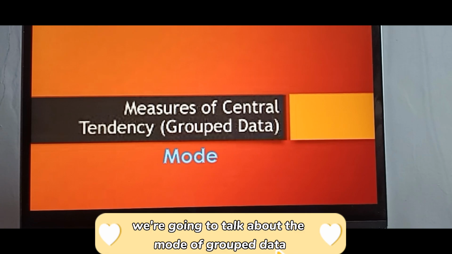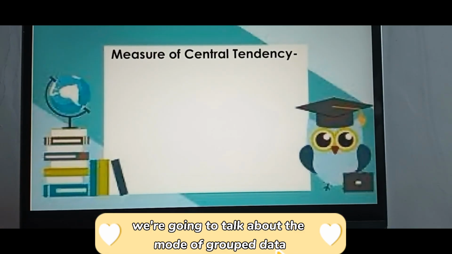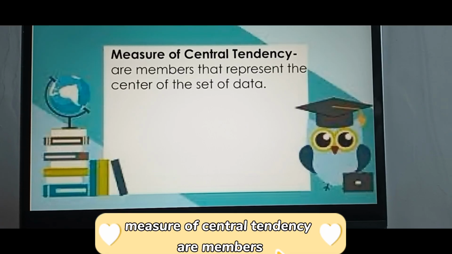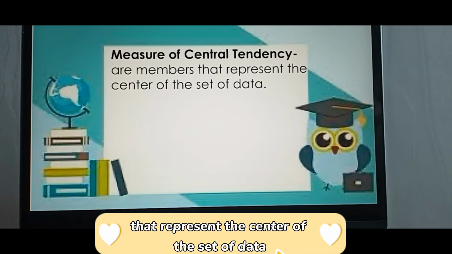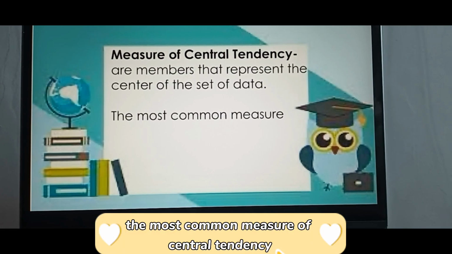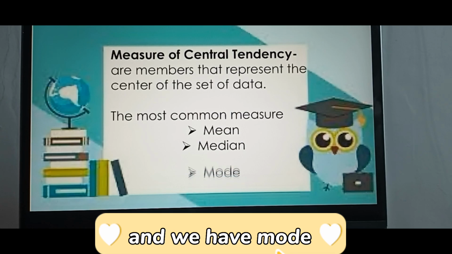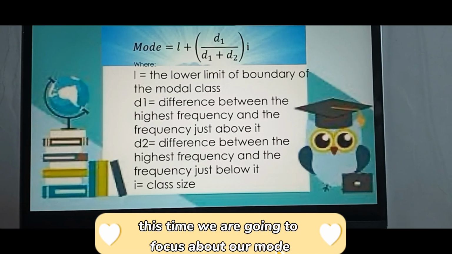This time, we're going to talk about the mode of group data. Measures of central tendency are numbers that represent the center of a set of data. The most common measures of central tendency are the mean, the median, and the mode. This time, we are going to focus on the mode.